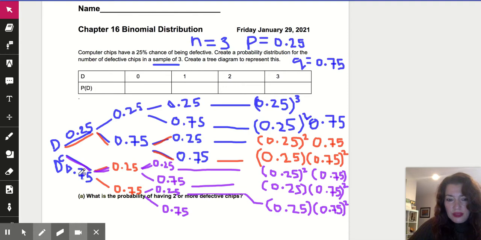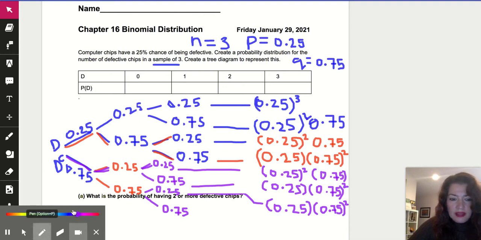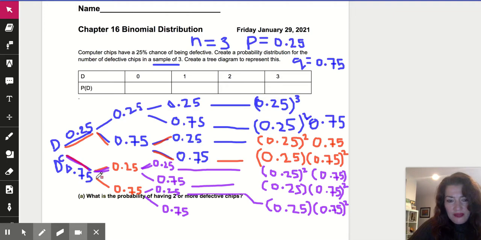And if you look at the last one, it has 0.75, then 0.75, and then 0.75. That means 3 chips that are not defective, so 0.75 cubed. All right, so here's my tree diagram, and now here's our probability model.